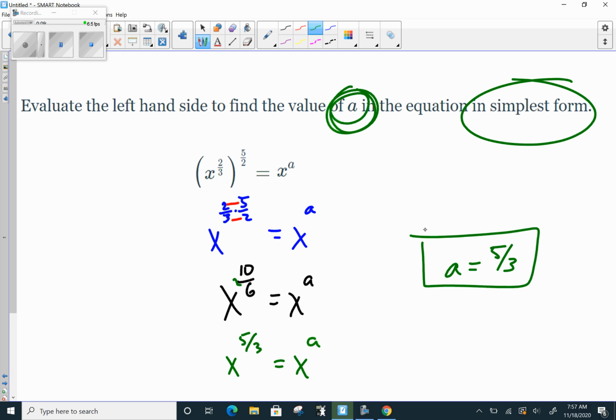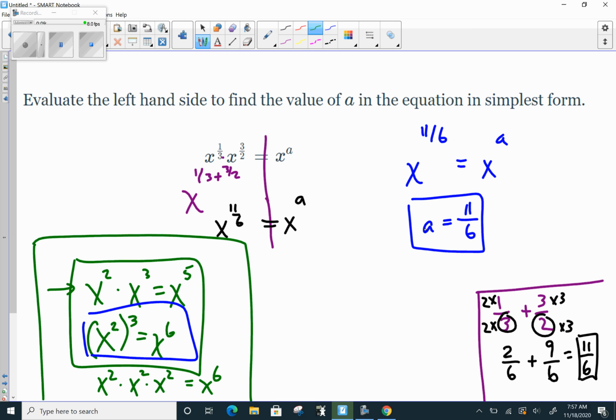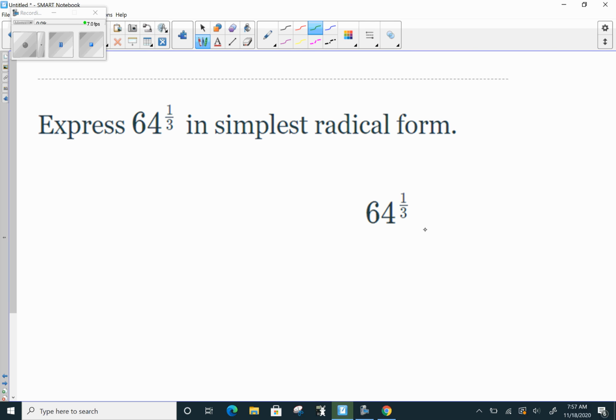So those are the two that you must do. And we're going to go back to the ones that are a little bit more like, Miss, what? So a couple of things just to keep in mind.